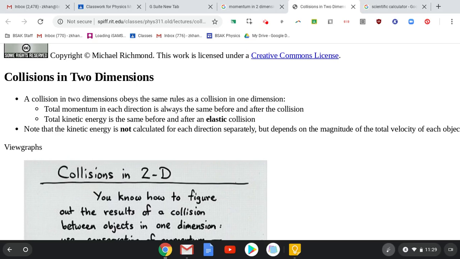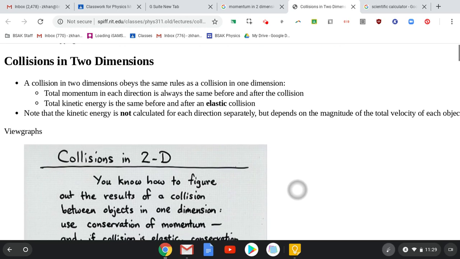So we're going to start some year 13 work. Collisions in two dimensions. So this is further mechanics, and we are looking at momentum and the conservation of momentum, and we're going to look at kinetic energy, and using that we are going to see if the collision between objects is an elastic collision or an inelastic collision.